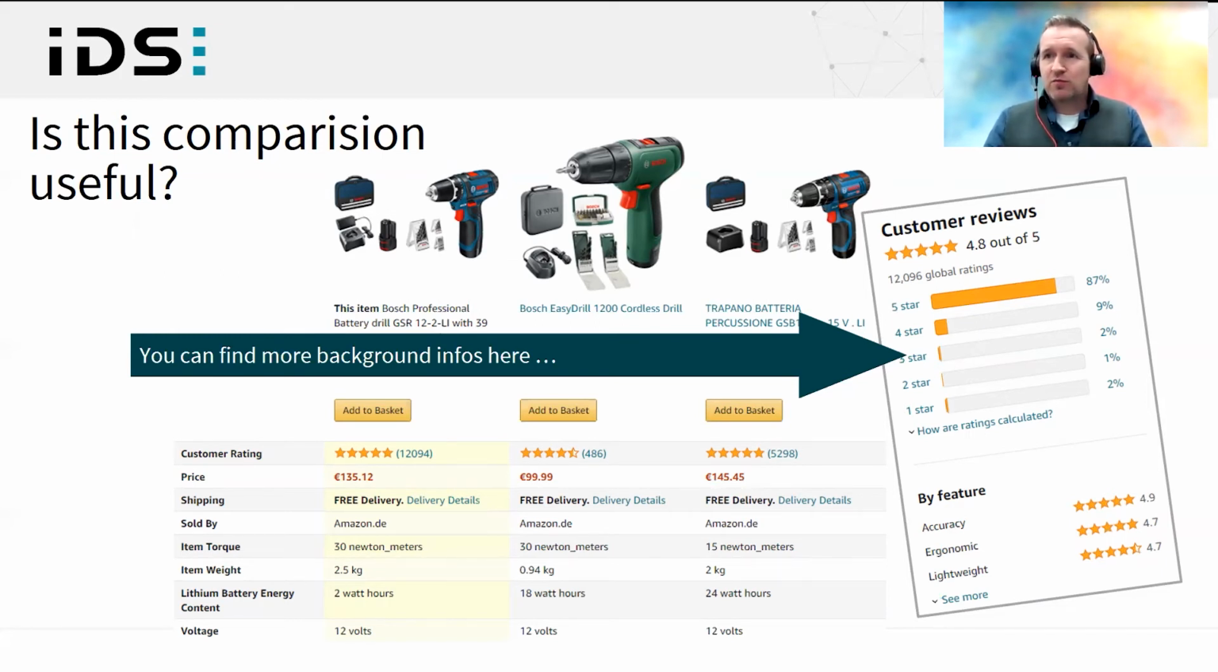But for the most part, the products look very similar. And what comes next? Do we just buy the cheapest one or the one with the most features in the same price range? In this case, the green cordless screwdriver, obviously it offers the best price performance ratio of all when you look at these values here.